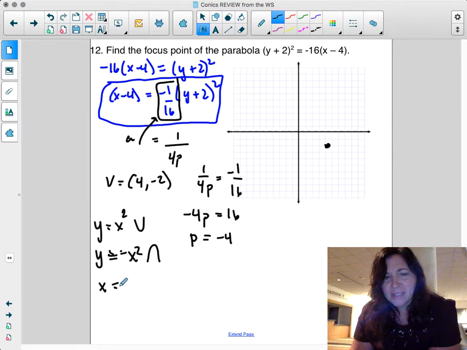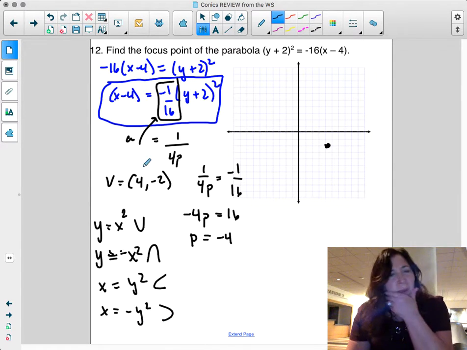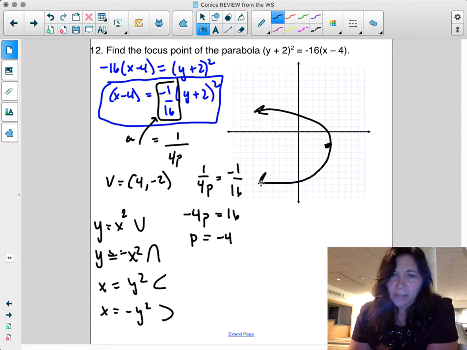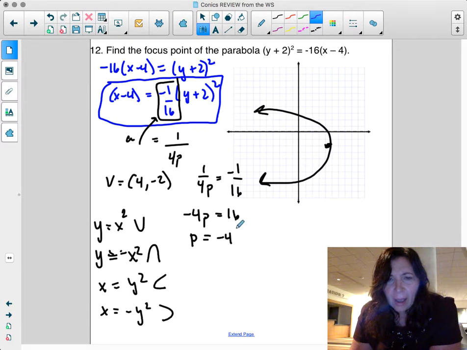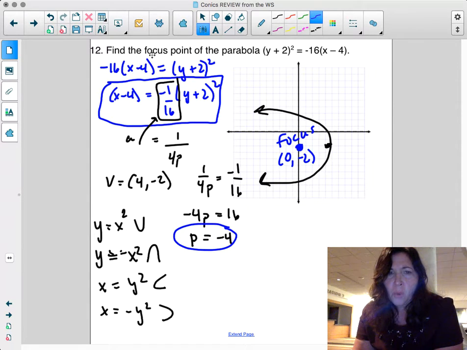If it's a y equals negative x squared, my graph goes like that. If my graph is x equals y squared, it'll be to the right. And if it's x equals negative y squared, it'll go to the left. So what happens here is this graph is an x equals negative y squared. So my graph is going to go like this to the left. Additionally, I know that my focus point is at negative 4. So that means that right here is my focus point, and that value is going to be 0, negative 2. And that's the question, find the focus point.